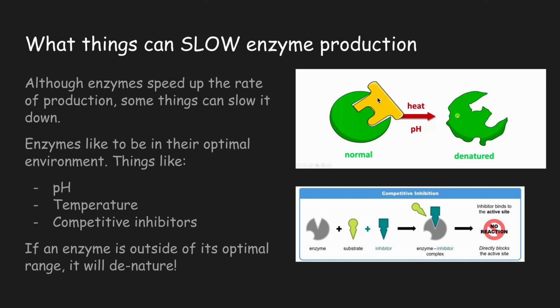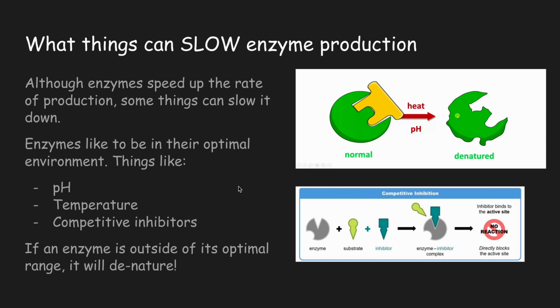So what things can slow enzyme production? Although enzymes can speed up the rate of reaction, some things can slow it down, of course. Those things being pH, temperature, and competitive inhibitors. There could be more out there, I have no idea. So as you can see in the top one, they're going to start to denature when it's outside of their optimal range.